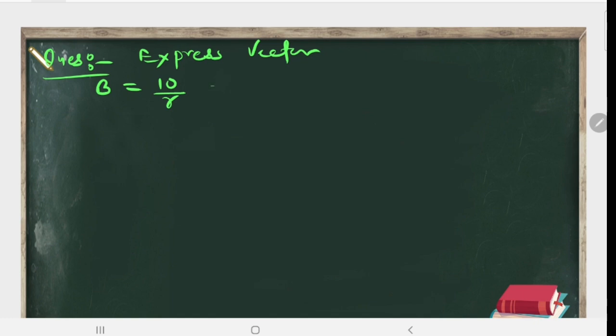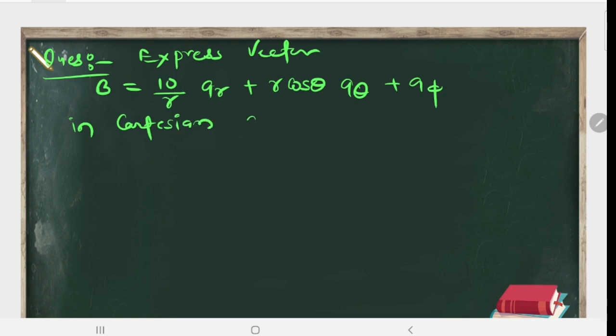So the next question is: express vector B, which is 10 upon r A r plus r cos theta A theta plus A phi, in Cartesian system and cylindrical system.